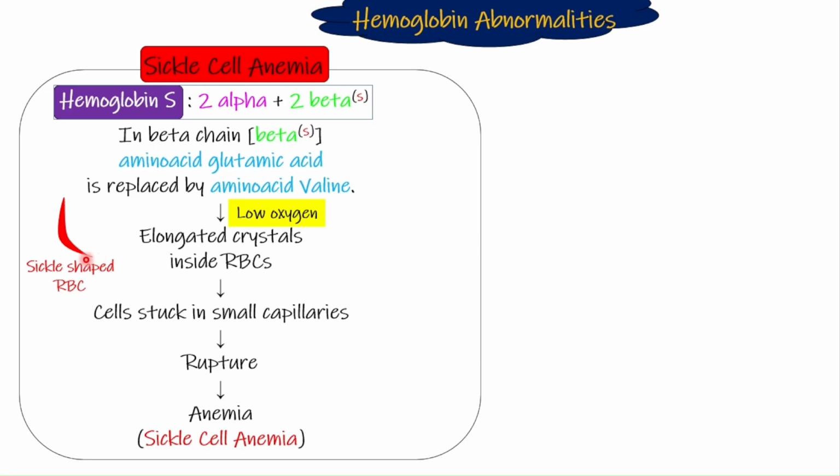Now, what exactly is a sickle? Well, a sickle is used in gardening, so we're talking about that sickle. Okay, so this is the shape of the sickle. Now, RBCs are converted into this.